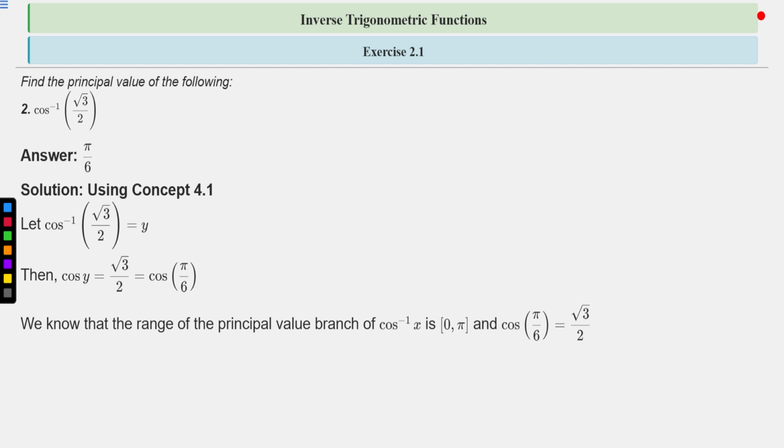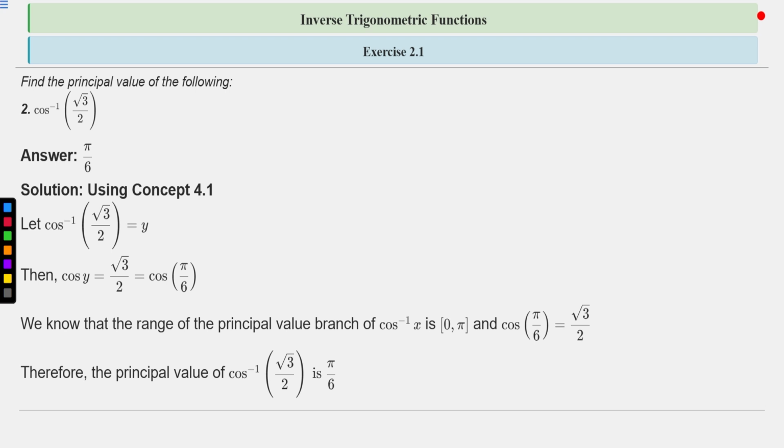Now we know that the range of the principal value branch of cos inverse is 0 to pi. And pi by 6 lies between 0 to pi, isn't it? So cos pi by 6 will be equal to root 3 by 2. Therefore, the principal value of cos inverse root 3 by 2 is pi by 6. Clear?